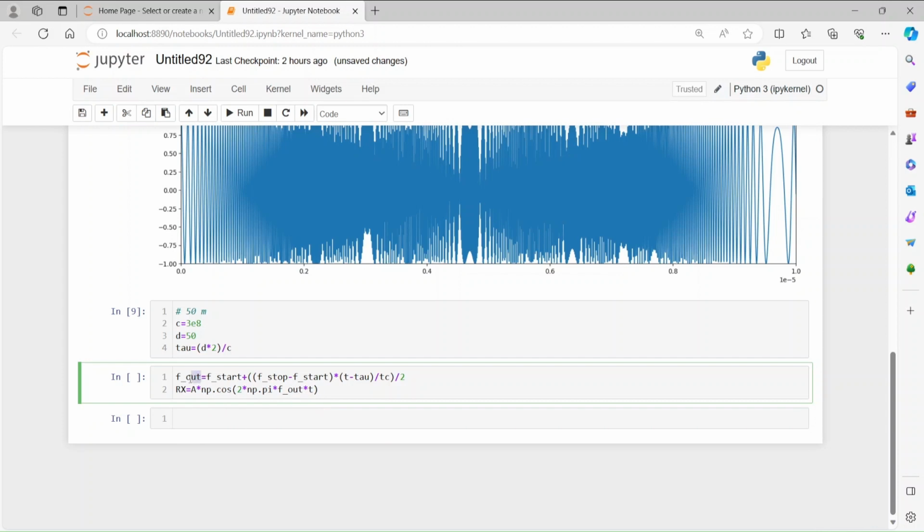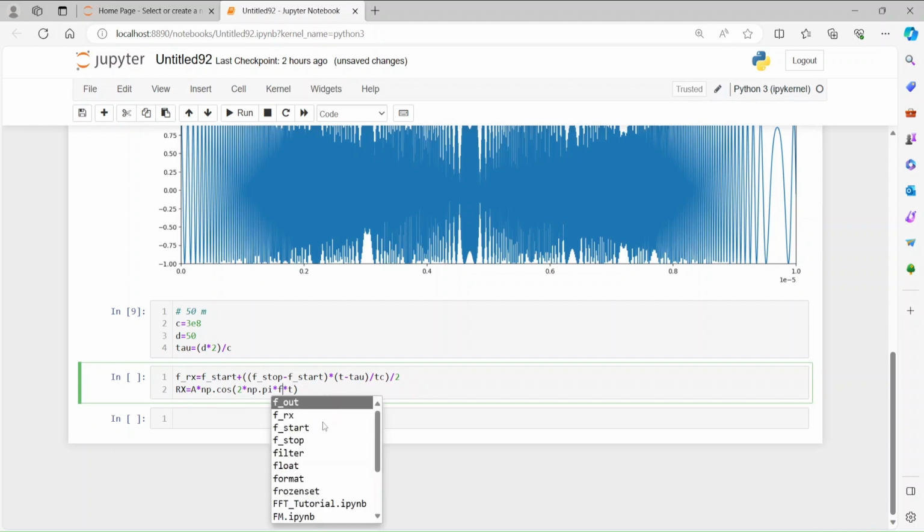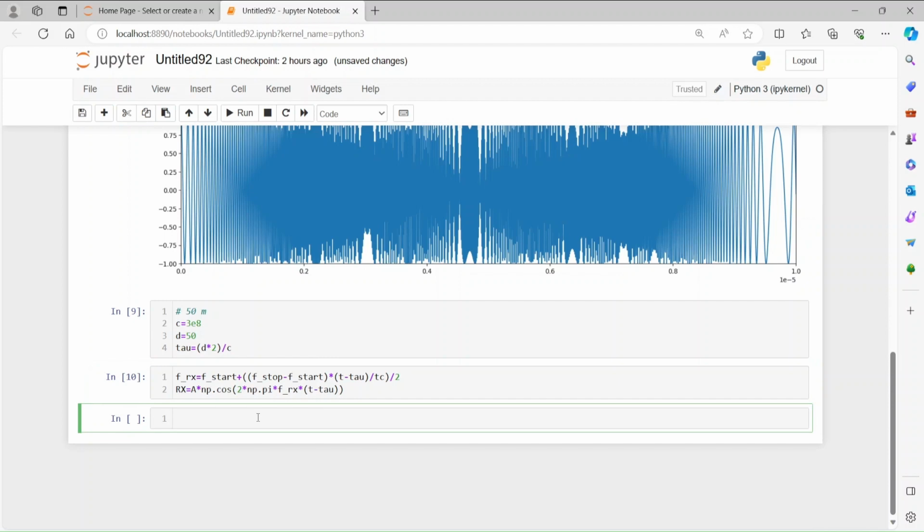Let's change the variable name to f rx, and this f out is going to be replaced by f rx. And the t here needs the time delay as well. So we have introduced the time delay into the signal, which is going to create a phase shift. Let's run it, and also let's visualize the signal.